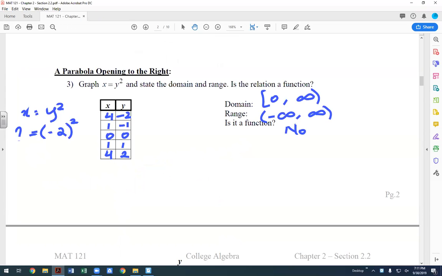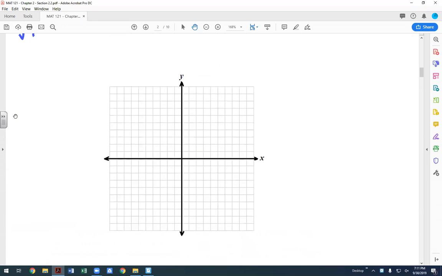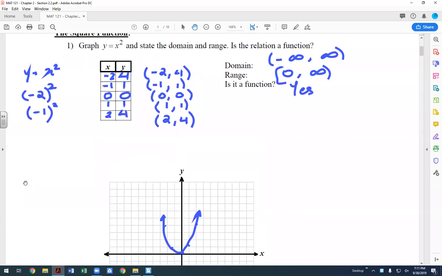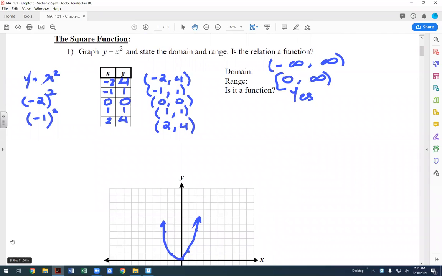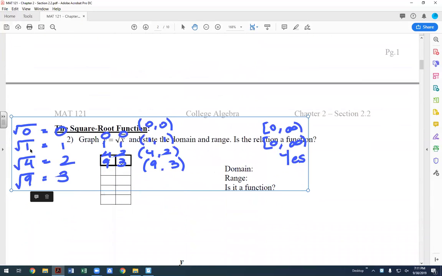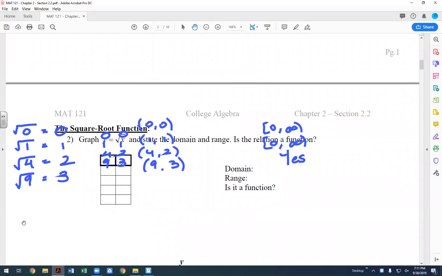Now compare these to the domain and range from example 1. What are we noticing? What happened with the domain and range? It flipped, right? What was the domain for my y equals x squared function now became the range. And what was the range for the original y equals x squared function?